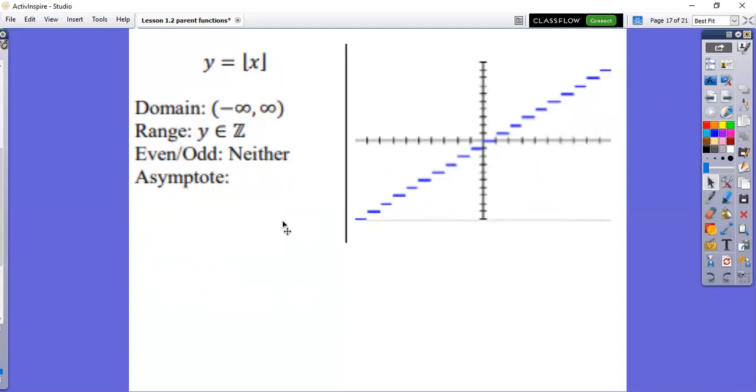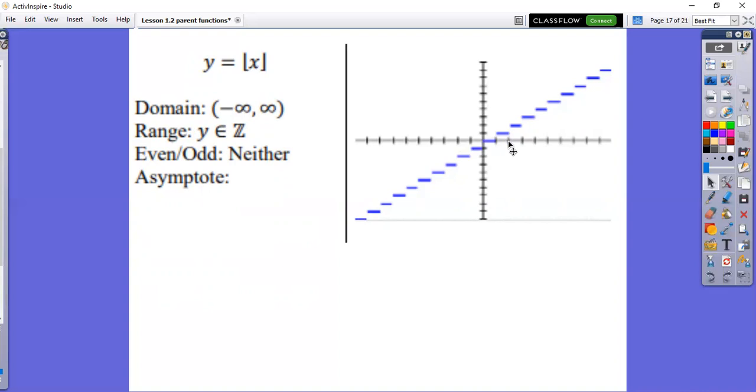So this function is a least integer function. What this little bracket right here without the top side means is take whatever number x is and use whichever integer is the closest to x but less than x. So if you notice right here, there's this little horizontal line between 0 and 1 because for every single number that's between 0 and 1, the closest integer that is less than that number is 0.